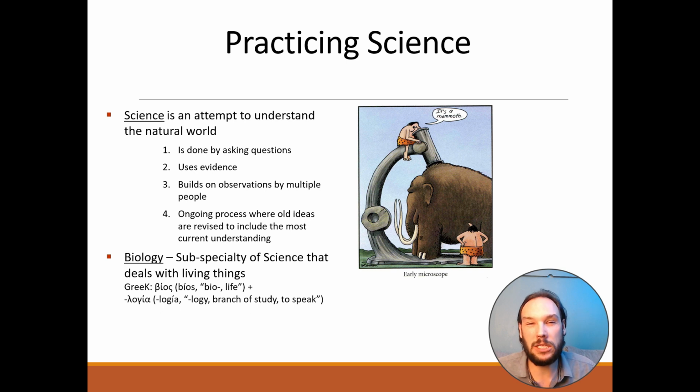If we talk about biology, which is a subspecialty of science, we talk about the things that are living. It comes from the Greek word bios, which means life, as well as logia, which means that it is a branch of study. A literal translation would be to speak.